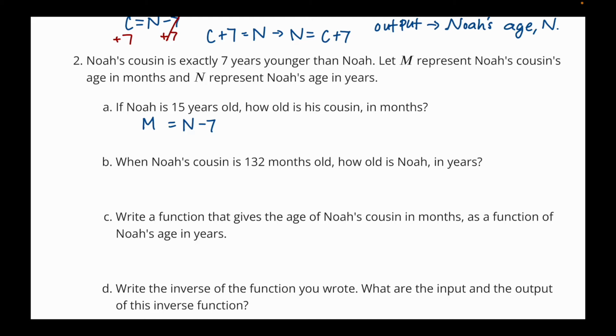But yeah, so if Noah's 15, they're giving us Noah is 15. We can say his cousin then, who is 7 years younger, is going to be, what is that? That's going to be 8. And we know we can do 8 times 12, and this is 96 months. So this equation, not quite going to work. We have to actually find our years and then change them to months. Okay, so now when Noah's cousin is 132 months old, how old is Noah in years? Well, we're going to take that 132 and we're going to divide it by 12.